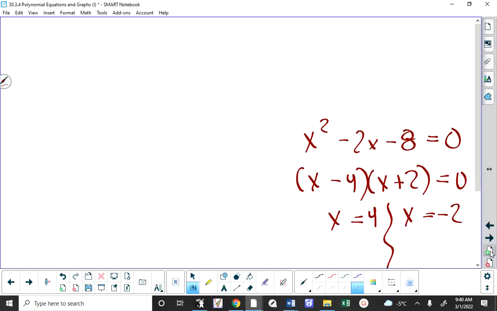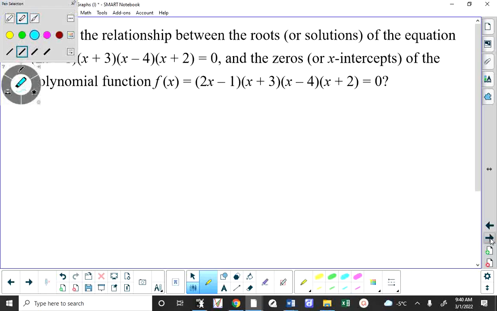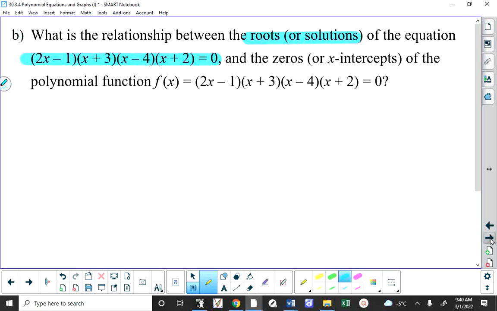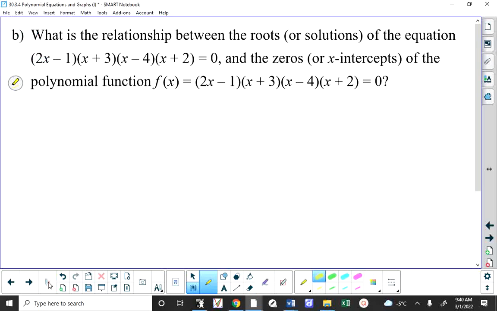One final question about this idea. What is the relationship between the solutions of this equation? So when we talk about the roots or solutions of an equation, we're talking about this thing. And the zeros or x-intercepts of the corresponding polynomial function, when we talk about the zeros or x-intercepts, we are talking about the polynomial function.